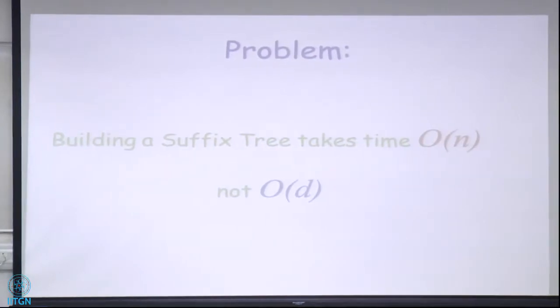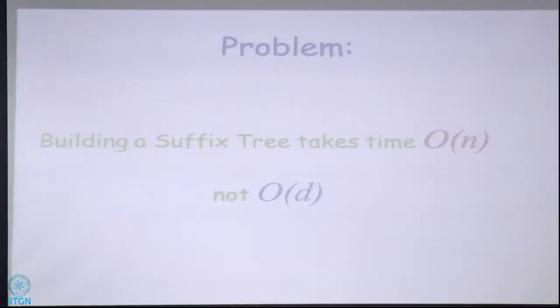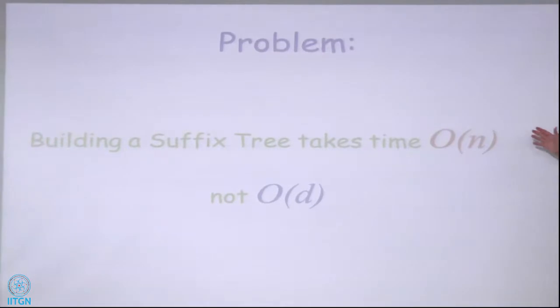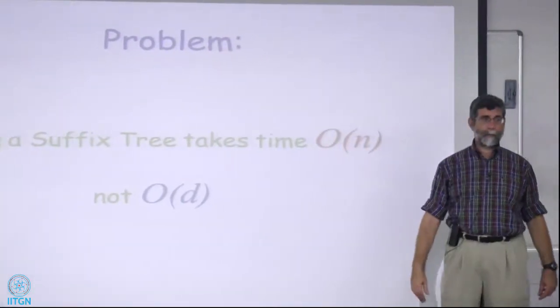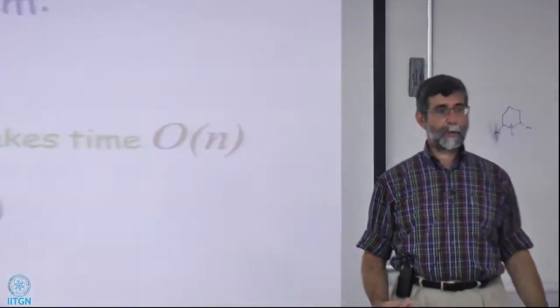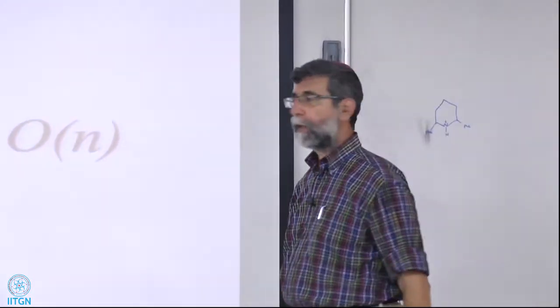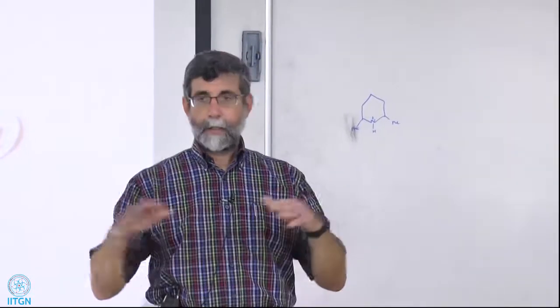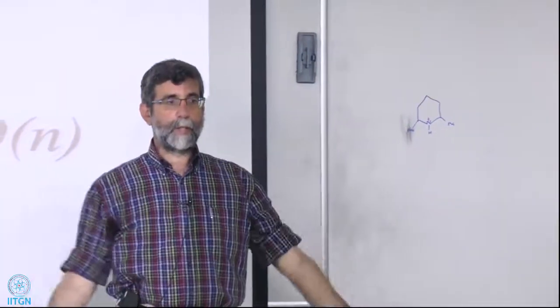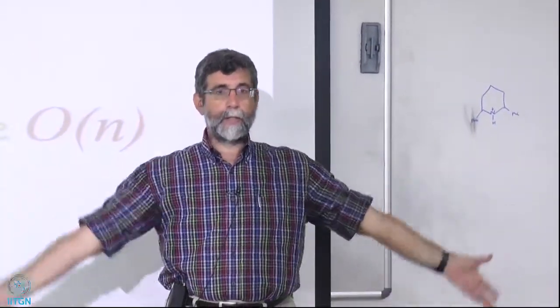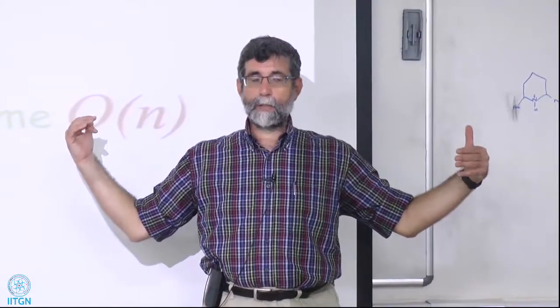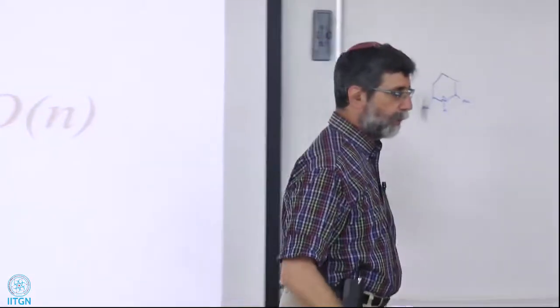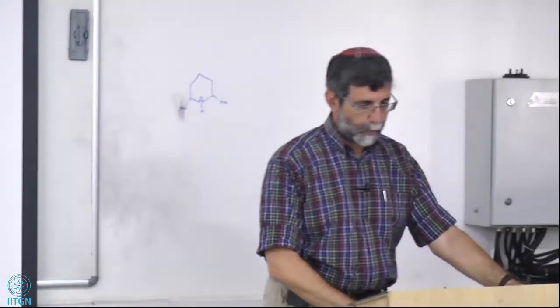All right, yes. So the problem is that building a suffix tree takes time O of n and not O of d. Because if we actually wanted to spend time O of d rather than O of n, then we can't say build the suffix tree. Yes, if we wanted the longest common prefix of any pair in the entire thing, we could find it this way. But to build the suffix tree is O of n. So that isn't going to work.